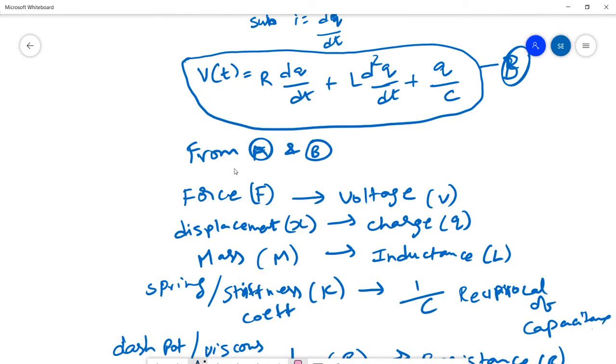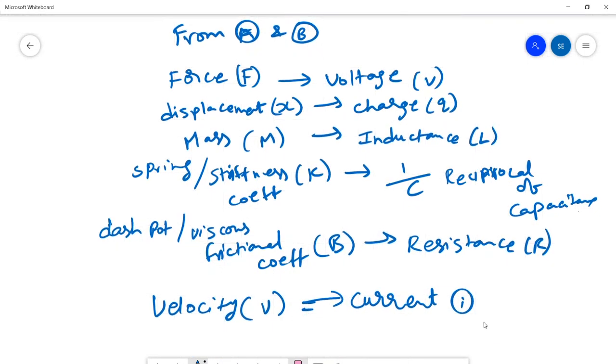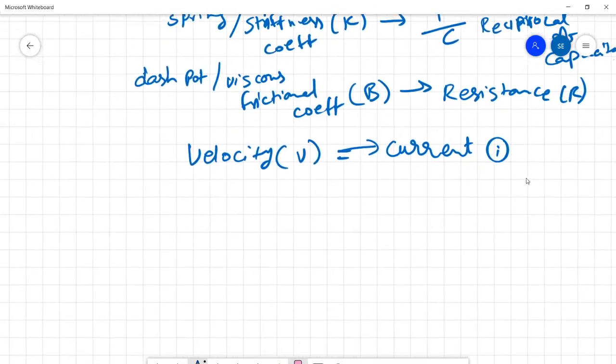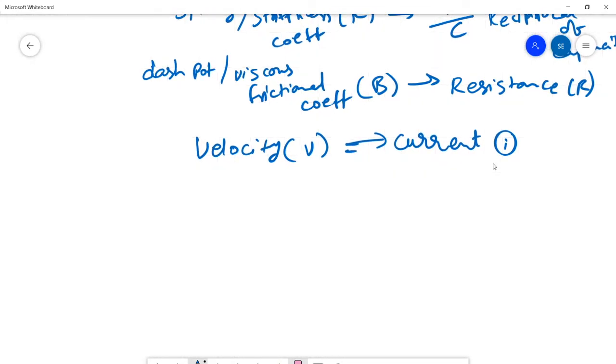So this is about the force-voltage analogy. The mechanical translatory force we are representing in terms of an electrical voltage circuit, right? Similarly, if you want to represent force as current, we will go with the second type of analogous system, that is the force-current analogy.